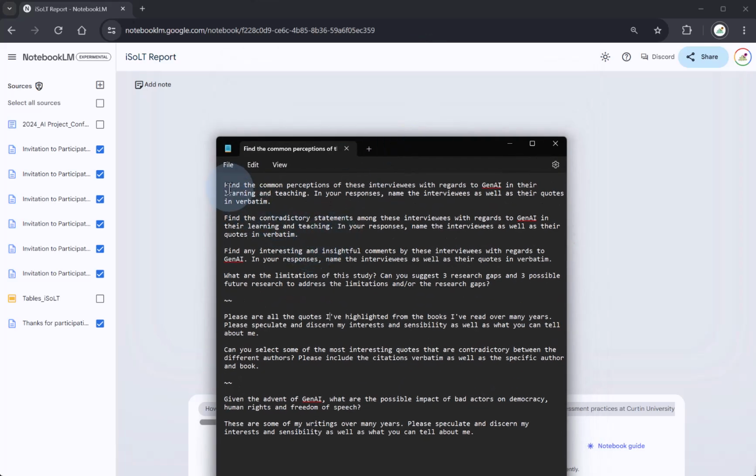So for instance, I will ask, find the common perceptions of these interviewees with regard to generative AI, and in your responses, name the interviewees as well as their quotes verbatim. Or I may ask them to find some contradictory statements or any interesting and insightful comments by these interviewees. And of course, lastly, what are the limitations of this study? Can you suggest three research gaps and three possible future research to address the limitations and or the research gaps?